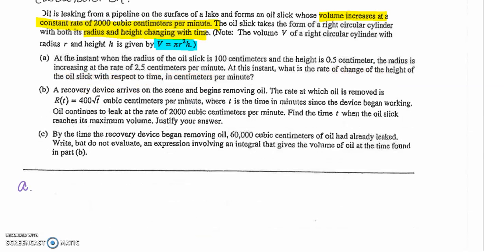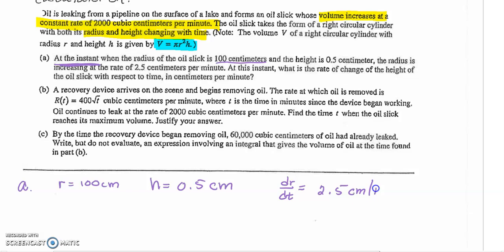When I see things like "at the instant," this is a related rates problem. It says at the instant when the radius of the oil slick is 100 centimeters. So what we know is the radius is 100 centimeters, and the height is 0.5 centimeters. The radius is increasing at a rate of 2.5 centimeters per minute. These are things I want to write down immediately. So I have dr/dt, the change in radius with respect to time, and that equals 2.5 centimeters per minute.